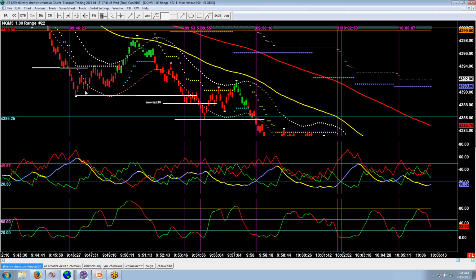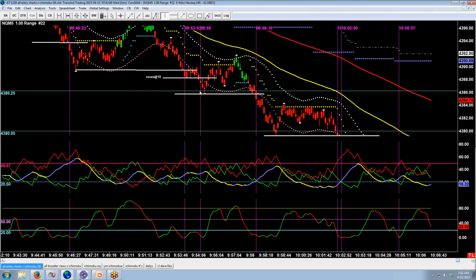You can see this area of support here, using the low of this bar here, and you could take an entry under this bar right here at 9:53, but news is coming out at 10, so you may have passed on it. If you did take it, it worked out fine. After the news, or right prior to the news, this is actually 9:58, you can see we established another level of support here.